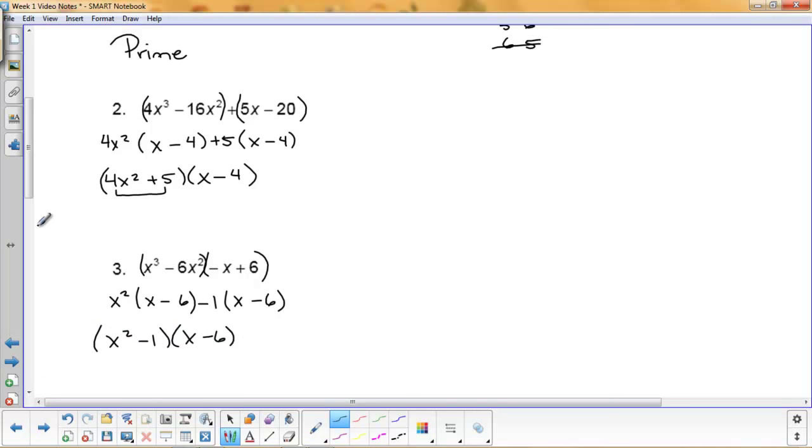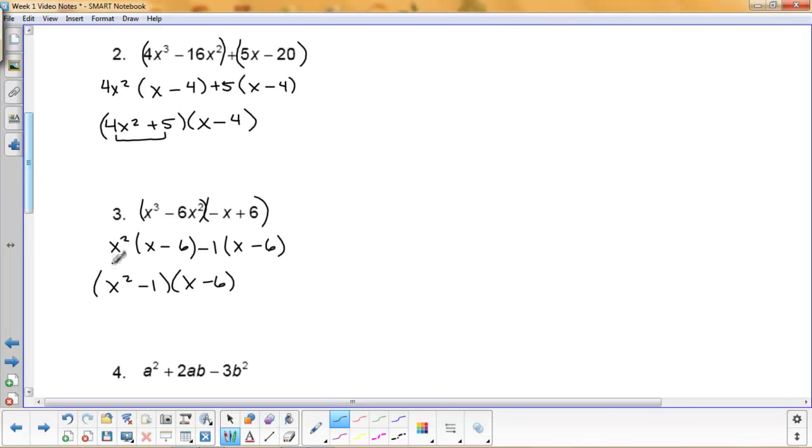And here's what I was talking about, because I have an exponent with a degree greater than 1, and I've got a perfect square. I've got a second perfect square. Remember, 1 is a perfect anything, so 1 squared is 1, and it is a difference, so that is the difference of squares. So I'm going to rewrite this as x minus 1 times x plus 1.